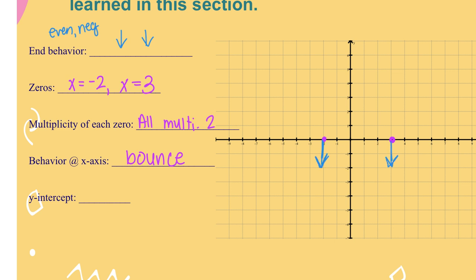And now I can go ahead and draw that bounce. There was a bounce. So if it's bouncing, it's going to look something like this. And bouncing, it's going to look something like this.